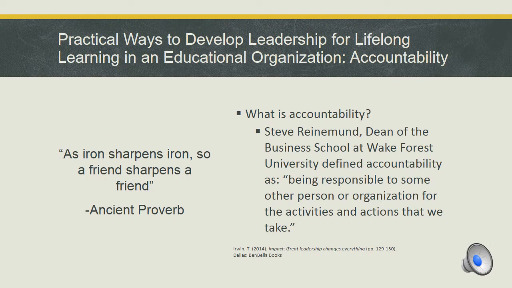The first approach that we will look at is accountability. So what exactly is accountability? Steve Raymond, who is the dean at the business school at Wake Forest University, defined accountability as being responsible to some other person or organization for the activities and actions that we take.